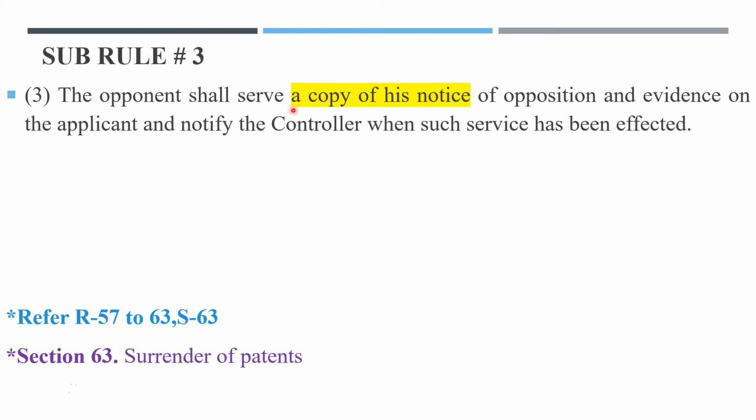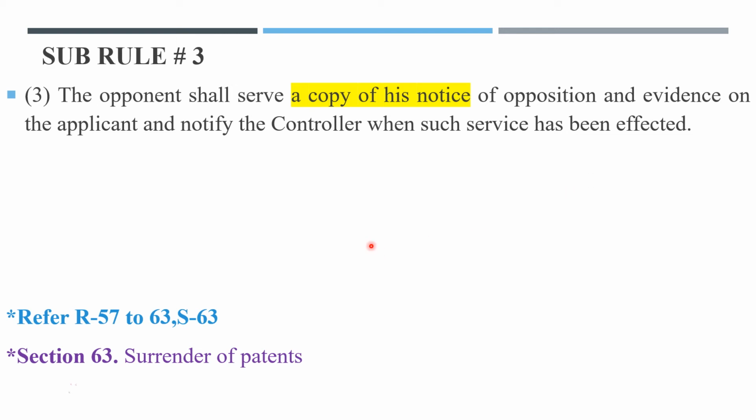Okay, the opponent shall serve a copy of his notice of opposition after sub-rule 2. That means he has applied the notice of opposition via form 14. Now he will serve a copy of this opposition and evidence on the applicant and notify the controller when such service has been effected. The opponent will notify the controller when such service has been effected.